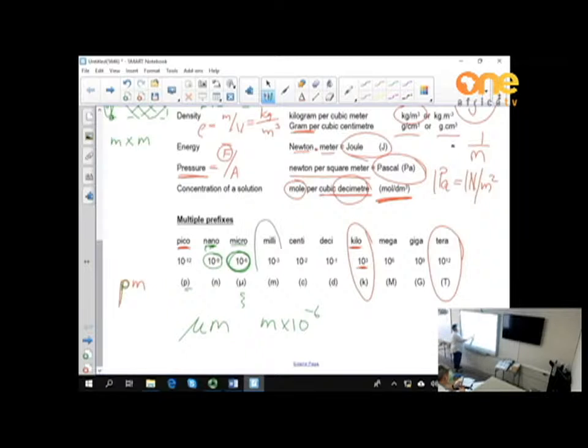Then more well known is a millimeter. How many millimeters in a meter? 1,000. No. All right. Then a centimeter.